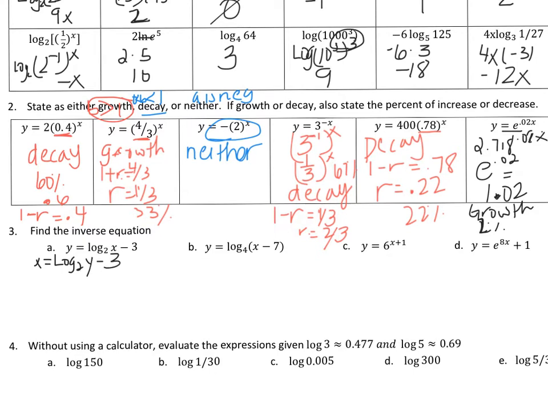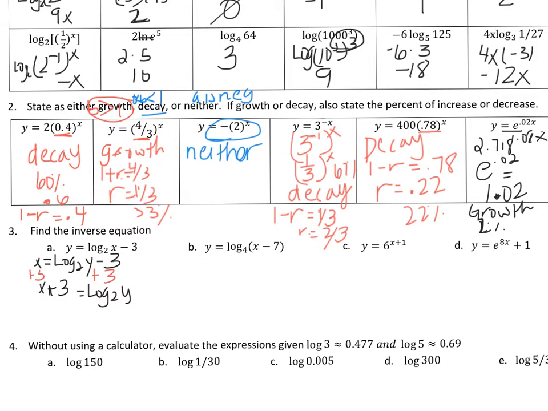Now ask yourself, is the 3 inside the log? If the answer is yes, you convert it. If the answer is no, you move it. So I'm going to move it because that negative 3 is not inside my log. So I'm going to add 3, and I get x plus 3 equals the log 2 of y.